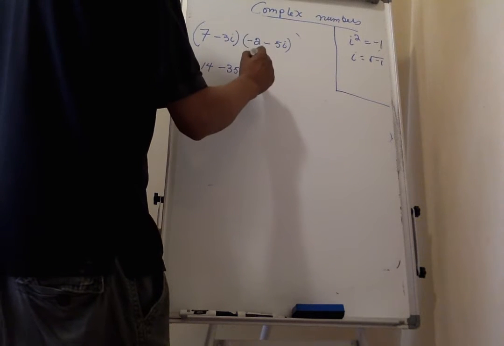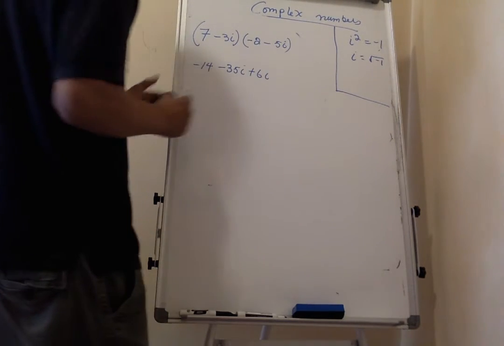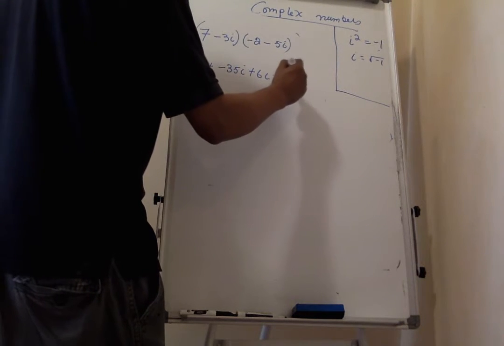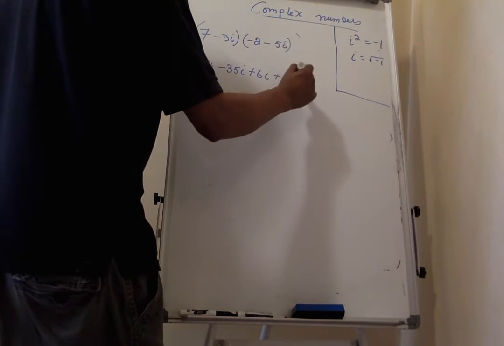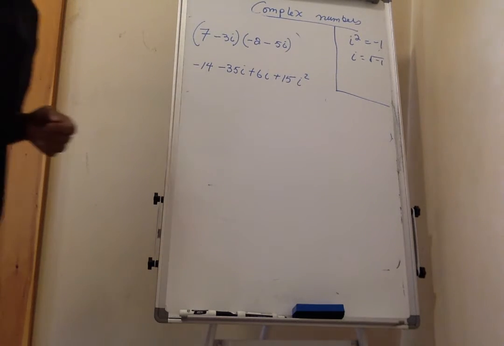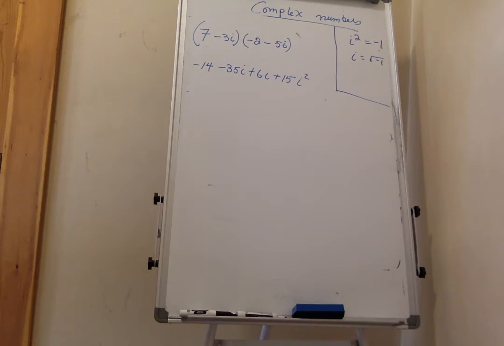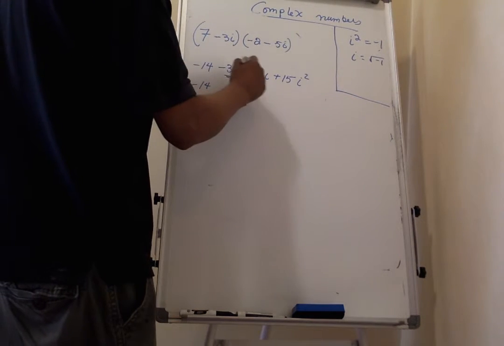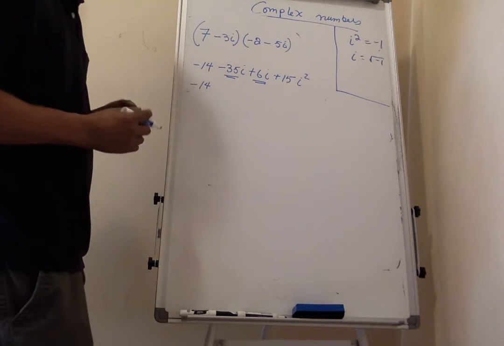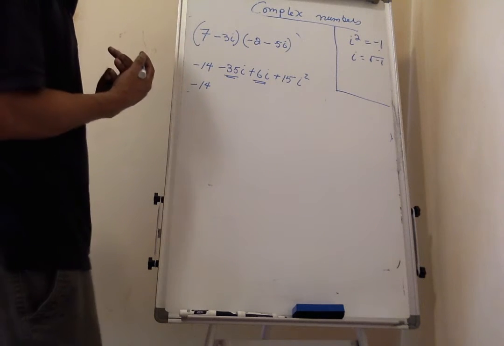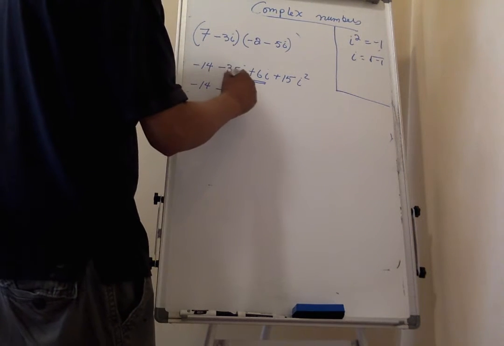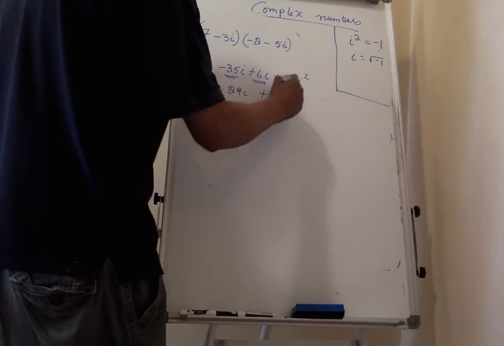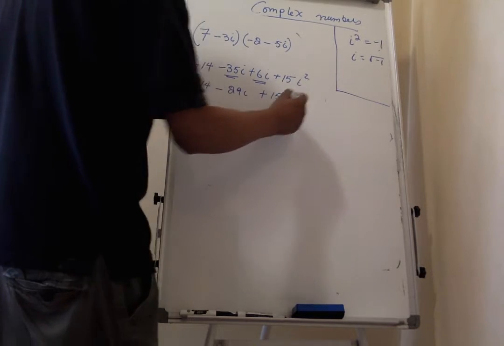Negative 3 times negative 2 is positive 6i. And negative 3 times negative 15 is 15. And i times i is i squared. Now, combine like terms. Look, I have minus 14 here. I have minus 35i and plus 6i. We can bring these two together, so you will end up with minus 29i. Plus 15, you have now i squared. i squared is negative 1.